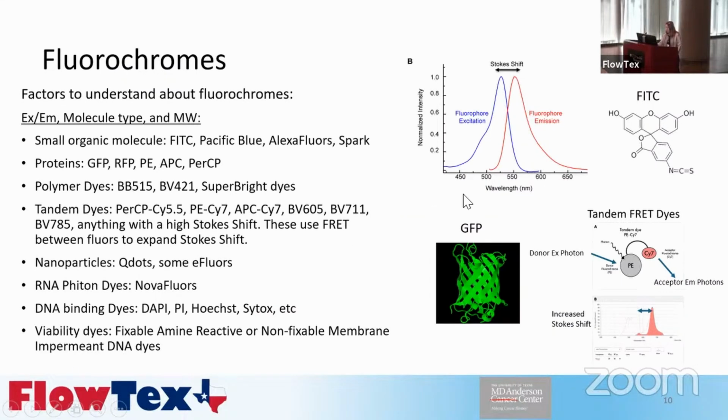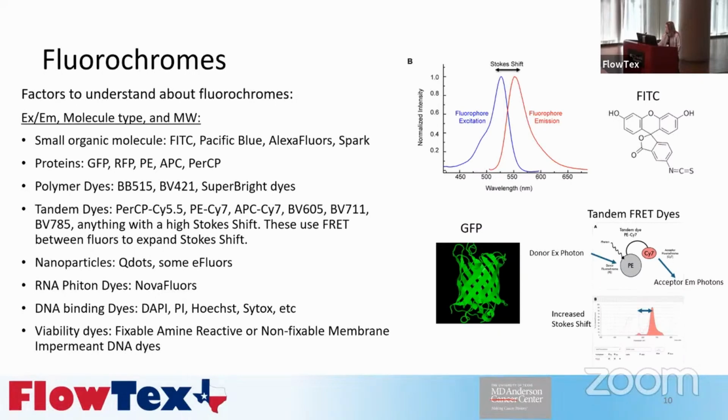Okay, so fluorochromes. I'm not going to go through all the types of fluors over here, but I'm going to tell you that every fluor, regardless of whether it's an organic molecule like FITC, a GFP, which is a fluorescent protein, or a tandem FRET dye, which I'll tell you a little bit more about on the next slide, every fluorophore has an excitation profile and an emission profile. So that's the blue for excitation and the red for emission. The difference between the peaks is called the Stokes shift. Okay, that's important because most naturally occurring dyes have a low Stokes shift. It's just how nature is, right?